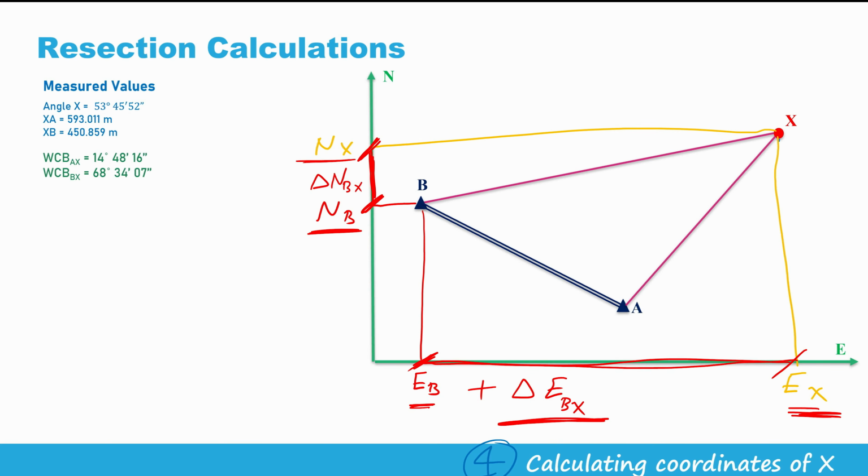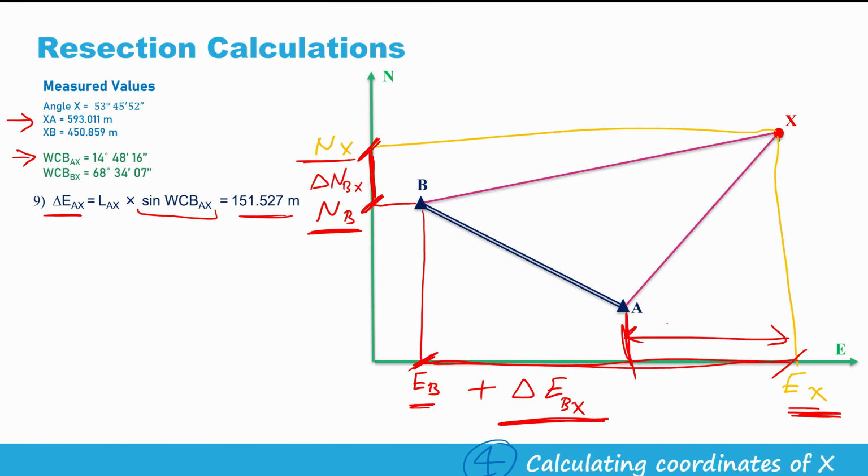Now let's go to the solution. Let's calculate first the change in easting between A and X, which is the length of AX. This is known, measured, guys, don't forget it. This is the length of AX times sine of the whole circle bearing of AX. The whole circle bearing of AX was calculated in the third stage in the previous slide, and this is the value: 14 degrees 48 minutes and 16 seconds. I calculated this, it's 151.527 meters. This is the change in easting between A and X, which is this distance from here to here.